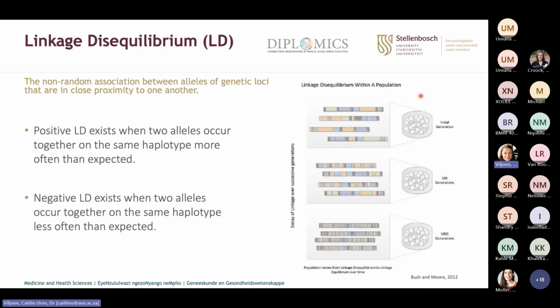And after successive generations, these LD blocks decay. And this is because of admixture and recombination events. So after 1,000 generations, you'll see that there are extremely short LD blocks. So this, you can imagine, could be used as a measure to calculate the date of admixture, right, depending on LD block size.